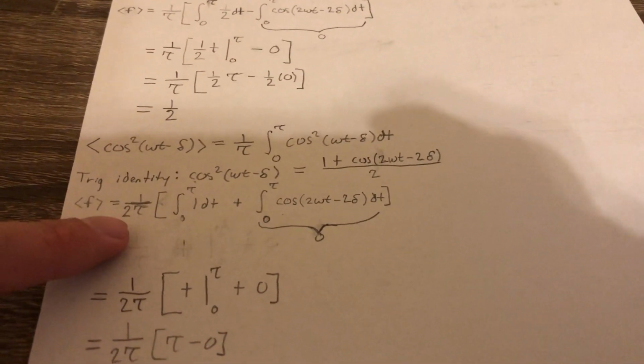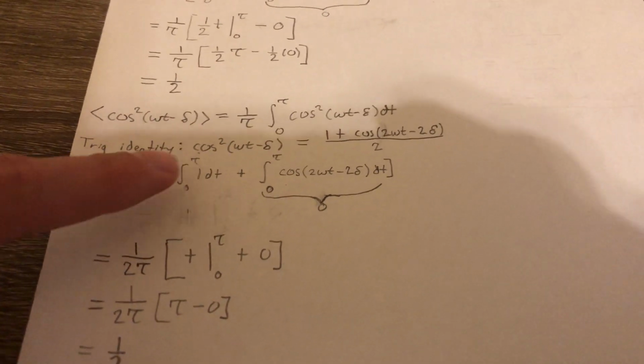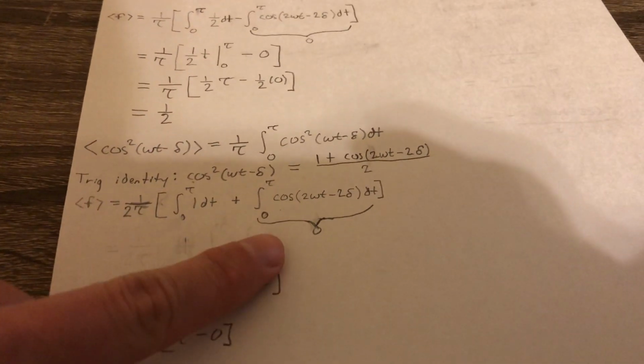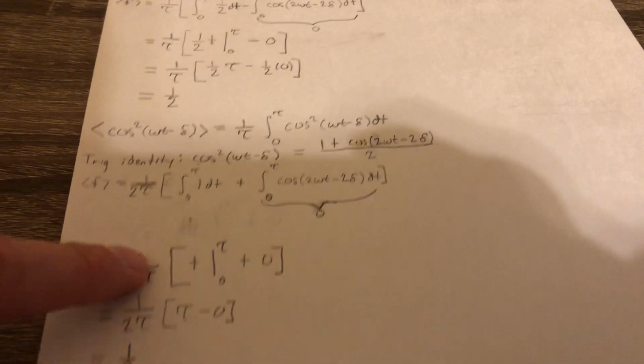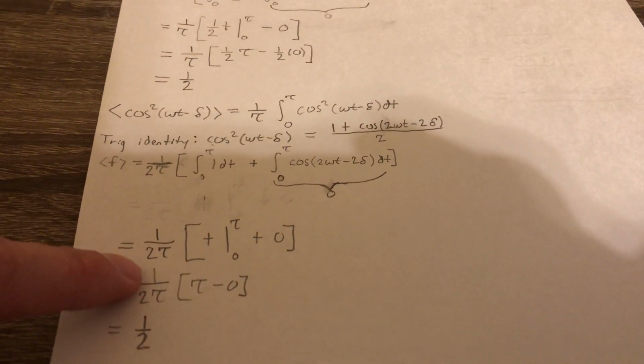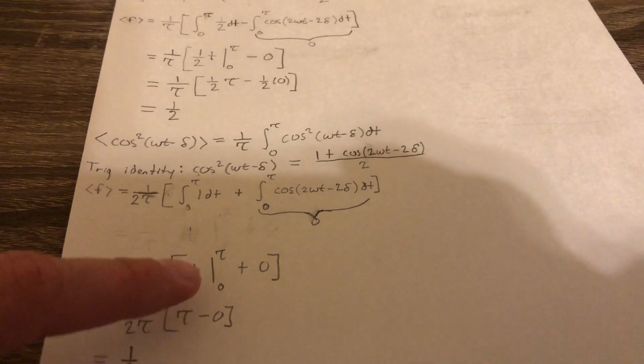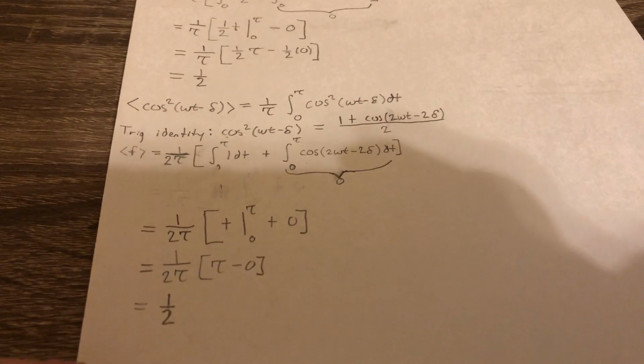So we do the same thing with cosine, except we use a different trig identity, but we still want to get it in terms of cosine, so we could still do that trig to make this equal 0. And then we'll get 1 over 2 tau times t from 0 to tau, and the same thing happens, and we get 1/2.